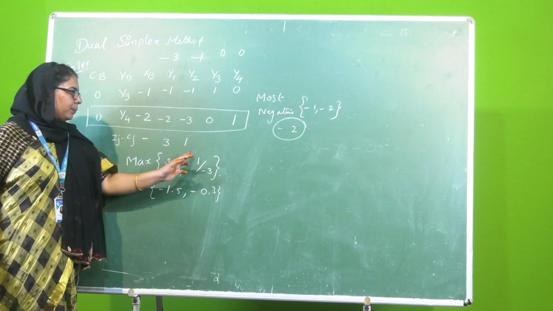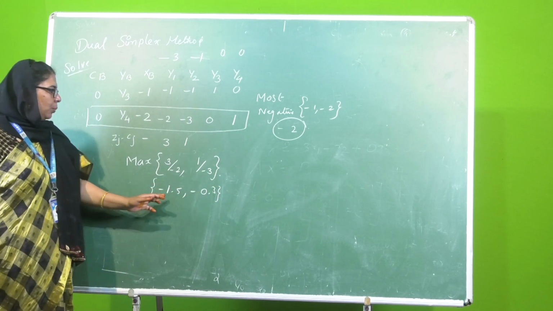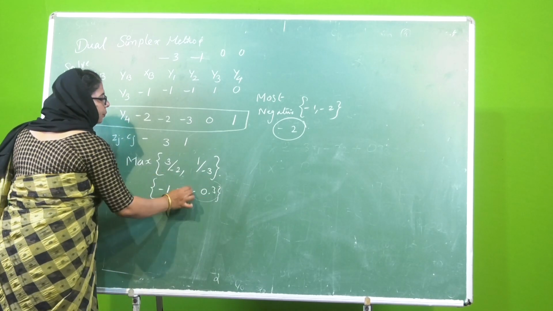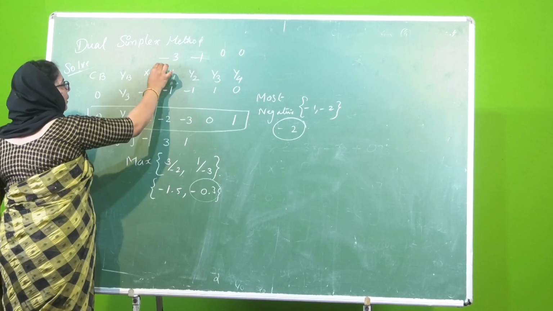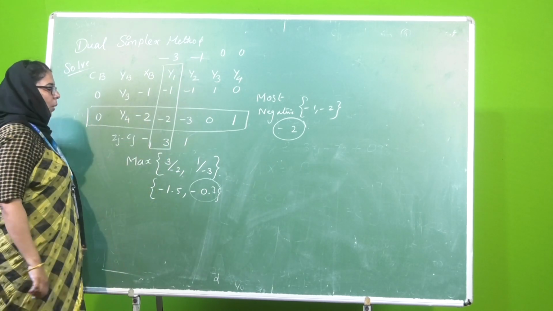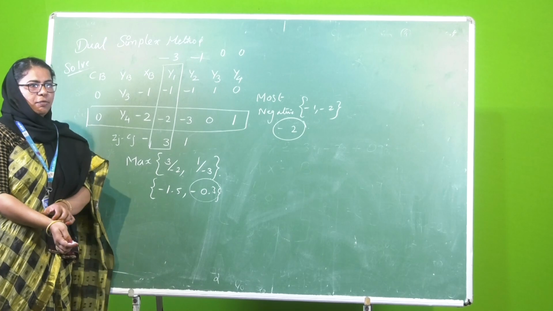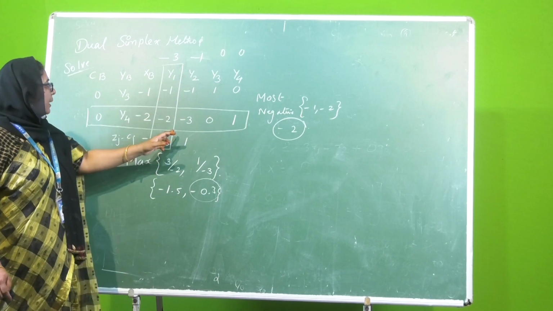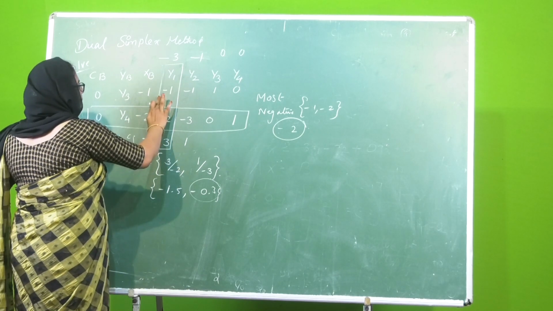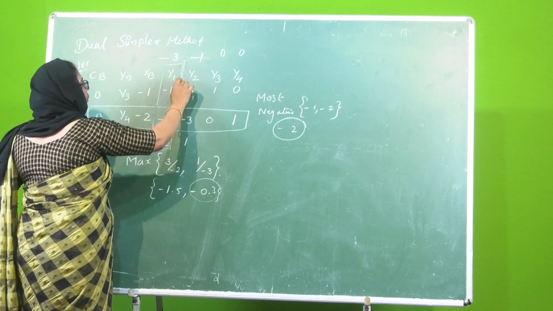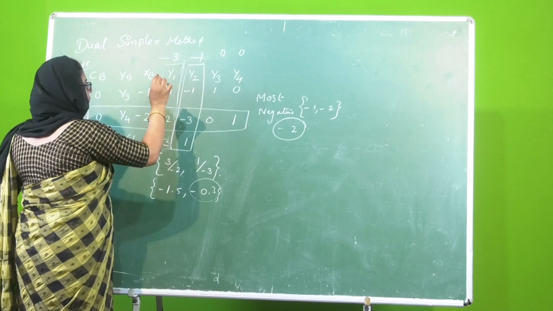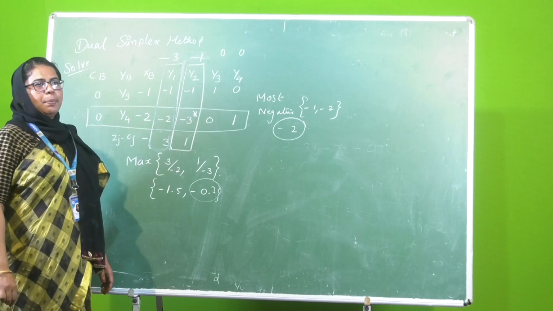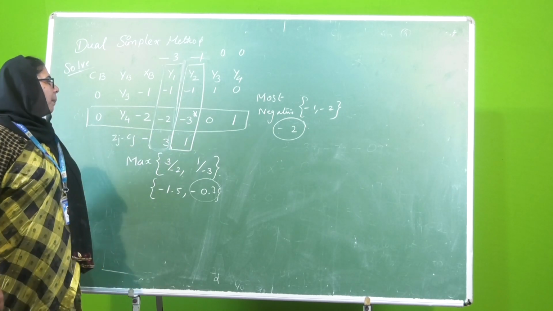So which one is the least negative? Which one is the most negative? So you have to select Y1, least value. So you have to obviously select the row, column Y2 column. So minus 3 is the pivot element. Minus 3 is the pivot element.